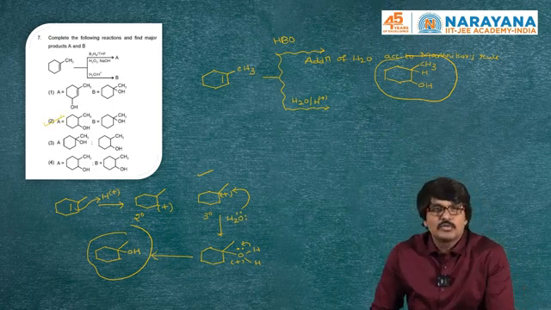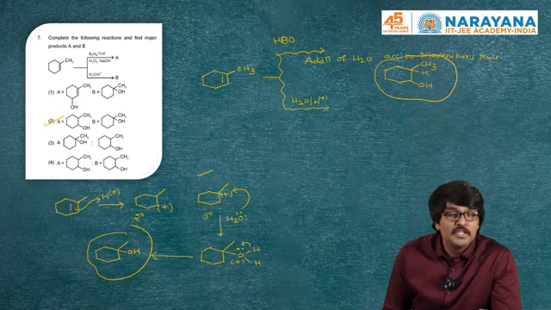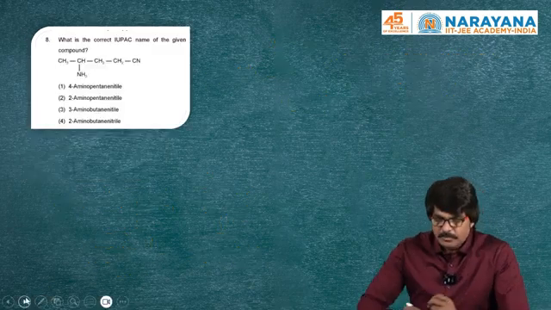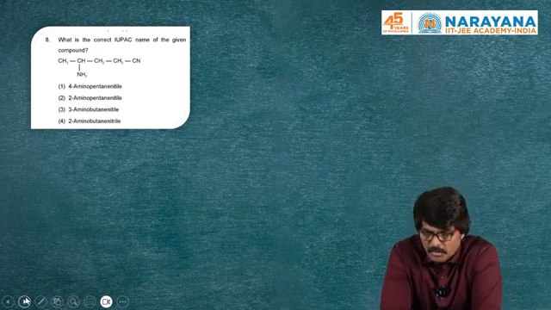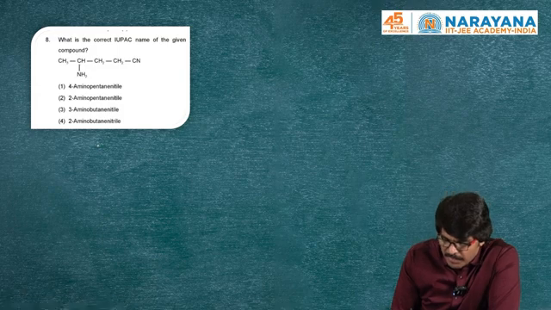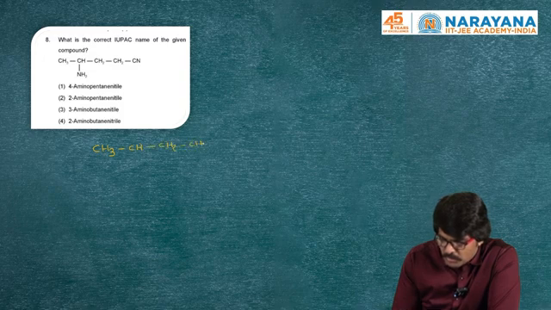So this is electrophilic addition. Net reaction is addition of water. So let us move on to the next question. Again the question is on IUPAC naming, and let me take the structure here. So that is CH3, CH, CH2, CH2, C triple bond N, and this is NH2.